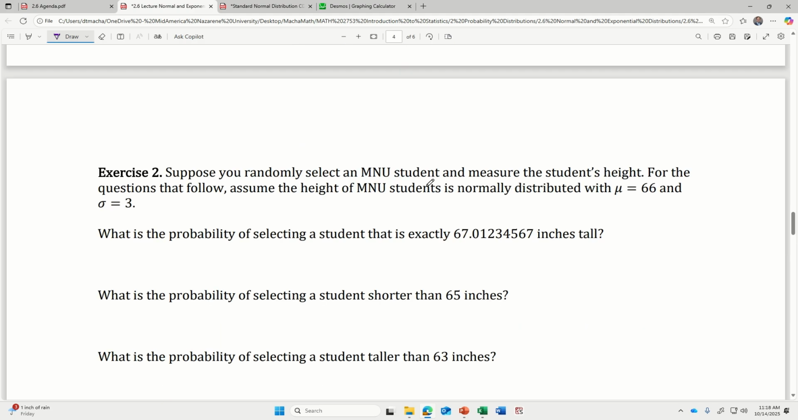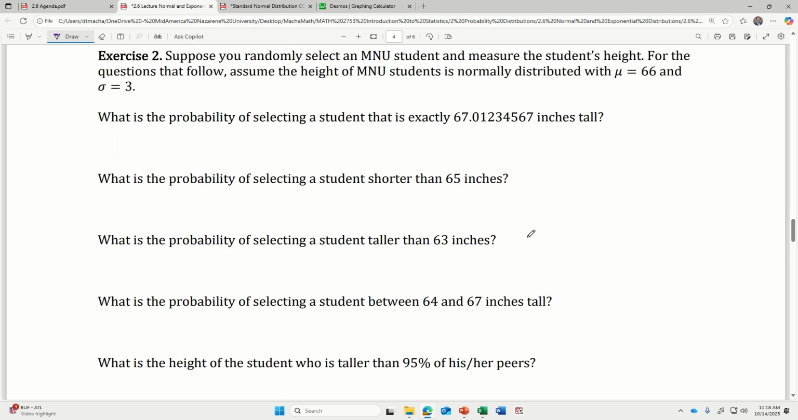Okay, here's the question. Suppose you randomly select an MNU student and you measure the student's height. For these questions, assume the height of MNU students is normally distributed with mean of 66 and standard deviation of 3. What is the probability of selecting a student that's exactly 67.01234567 inches tall?